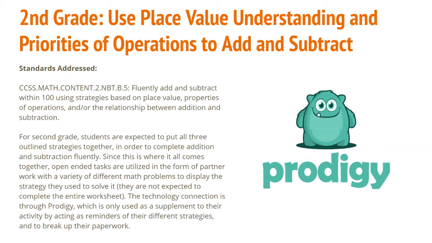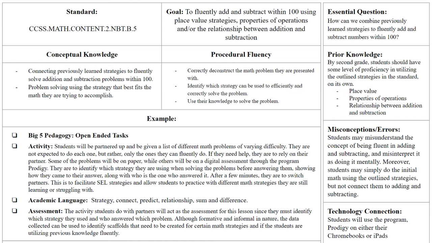For second grade, the standards build upon the knowledge acquired in kindergarten and first grade. Students are expected to fluently add and subtract within 100. This requires that they are able to understand base value, properties of operation, and the relationship between addition and subtraction. The second grade standard, which I just explained, requires students to have the computational knowledge of connecting previous learning strategies to fluently solve addition and subtraction problems within 100, and that they are problem solving using a strategy that best fits the math that they are trying to accomplish.